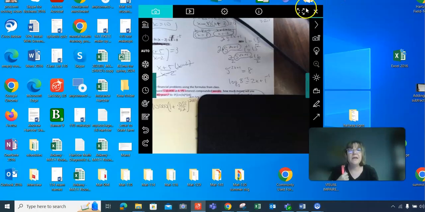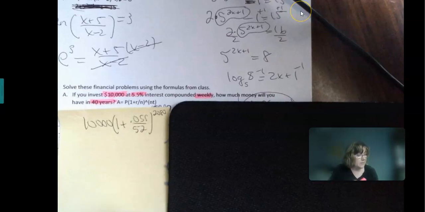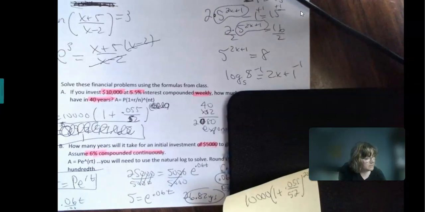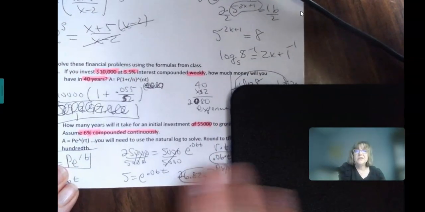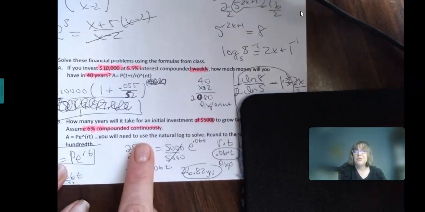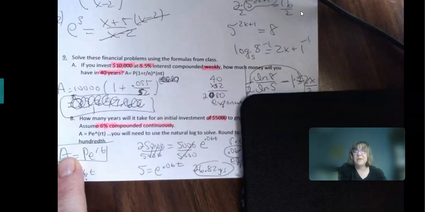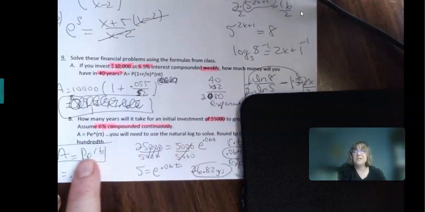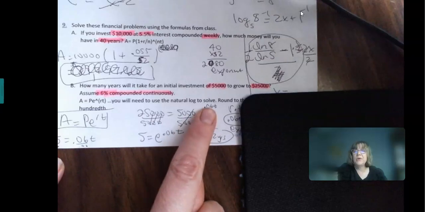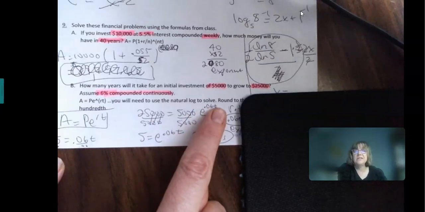All right, and then the next one is using that kind of PERT formula. Let's see, this one is continuously compounding. All right, and they're telling you that it's going to grow to 25,000. So you have 25,000 as the output, the amount of money with interest. You're investing 5,000, that's your principal. E is the Euler's number that occurs a lot in real life and nature. Your rate is 0.06 and your time is t, and you don't know it.